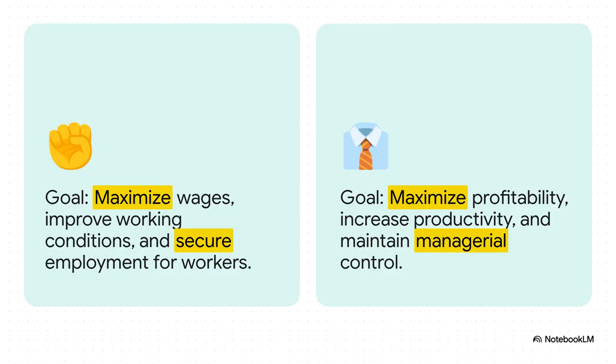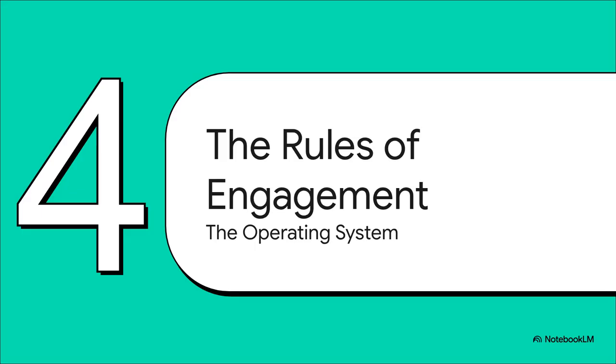The entire purpose of industrial relations is to be the arena where these competing but legitimate goals can be negotiated and balanced inside one shared system. So, if you've got these two powerful forces, each pulling in a different direction, how do you stop the whole machine from just shaking itself to pieces? Well, you need an operating system. You need a clear set of rules that everyone has to follow.